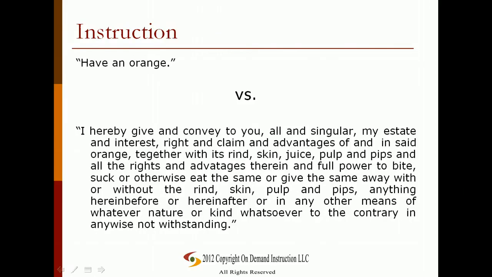A man who gives you an orange simply says, "Have an orange." A lawyer on an entrusted transaction will adopt this form: I hereby give and convey to you, all in singular, my estate and interest, right and claim, and advantages of, and in said orange, together with its rind, skin, juice, pulp, and pips, and all the rights and advantages therein, and full power to bite, suck, or otherwise eat the same, or give the same away, without the rind, skin, pulp, and pips, anything hereinbefore or hereinafter, or in any other means of whatever nature or kind whatsoever, to the contrary, in any wise notwithstanding.